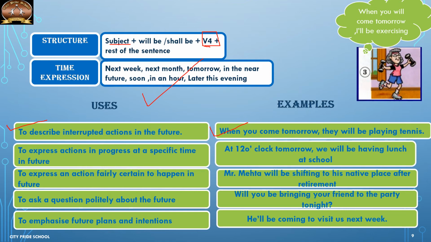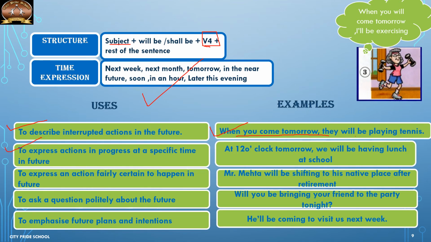So that means the children are playing tennis and while the children are playing tennis, somebody will arrive. So this is the action that interrupts. When you come tomorrow is the action that interrupts an ongoing action in the future. Then the second use is to express actions in progress at a specific time in future.